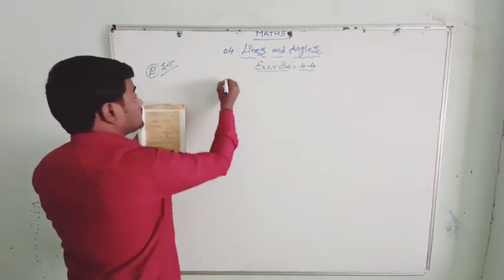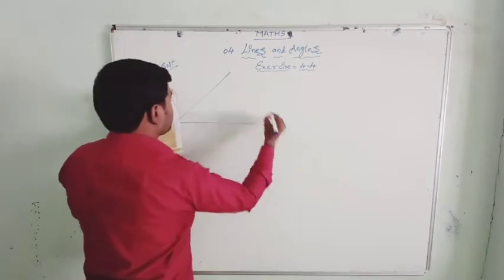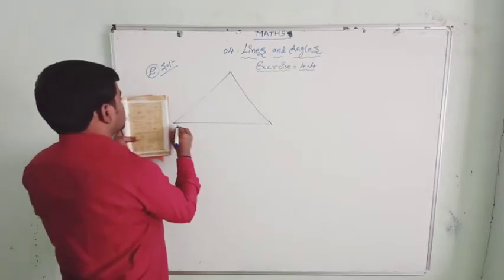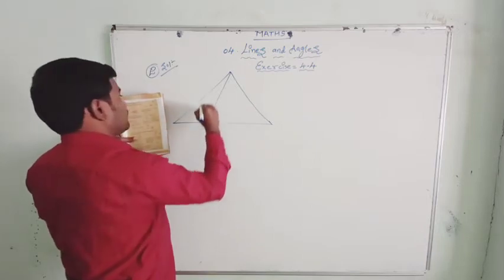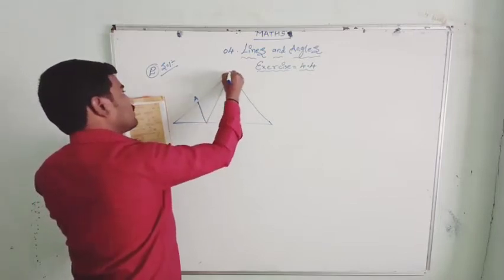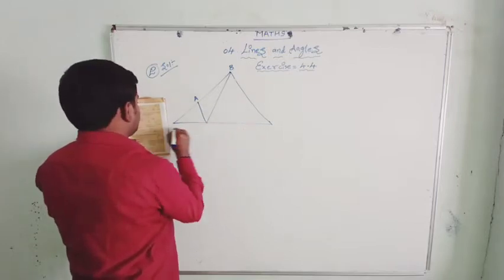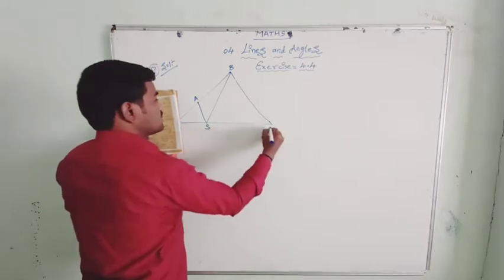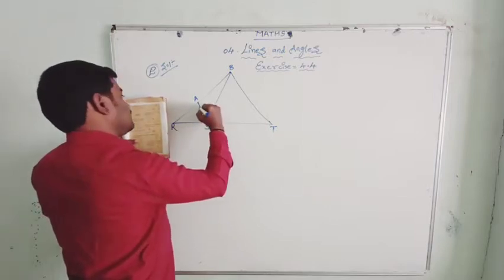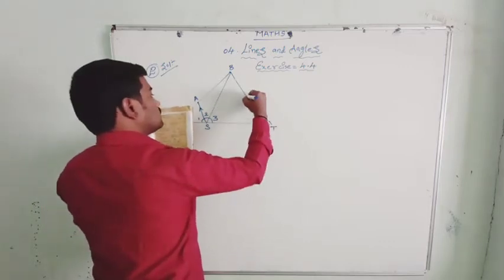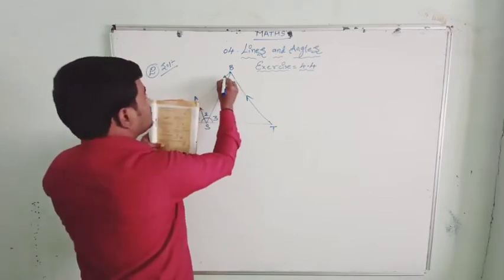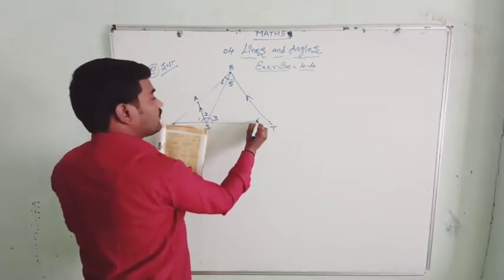Let me draw a diagram here first. So here it is. This is A, B, and here R, S, T, with angles 1, 2, 3. Here AS is parallel to BT. These two lines are parallel. And here there are some more angles, 6, 5, and 4.